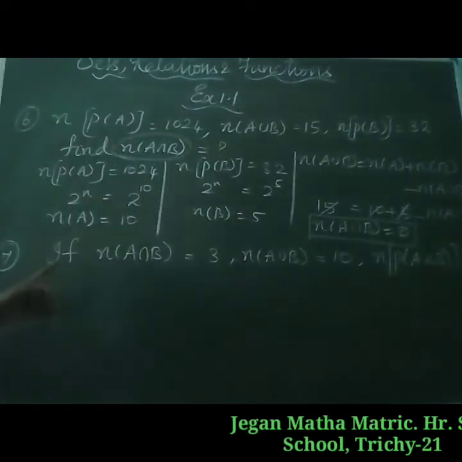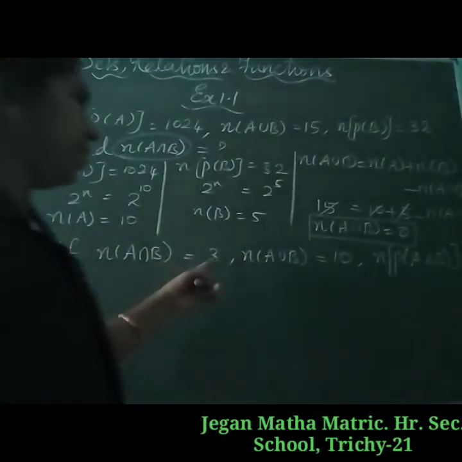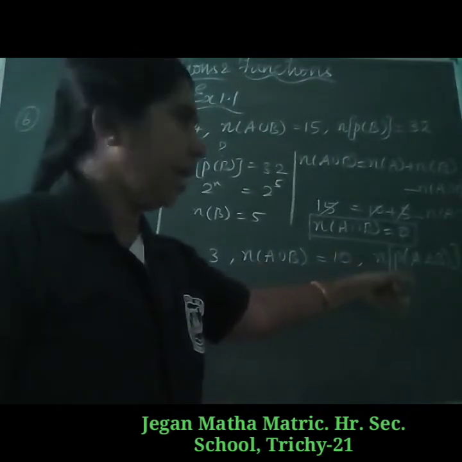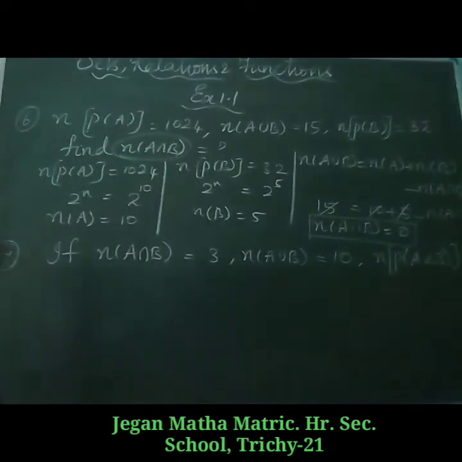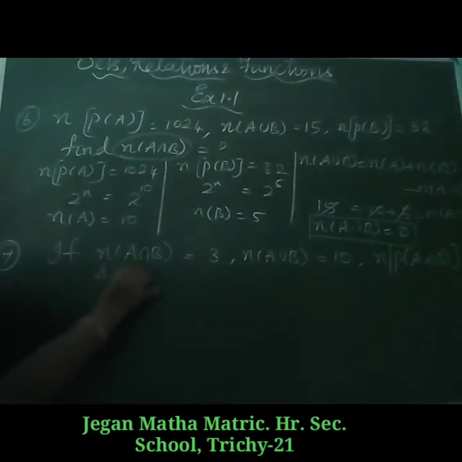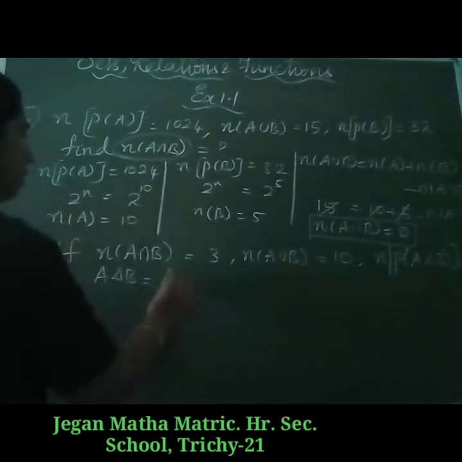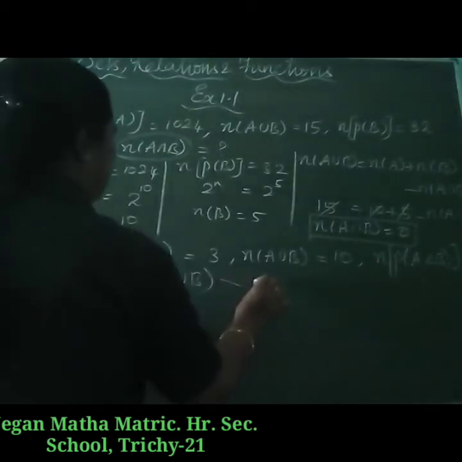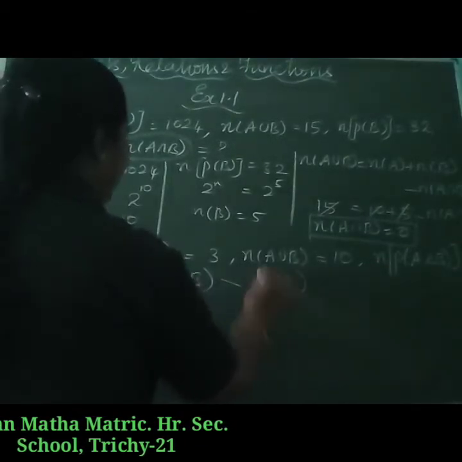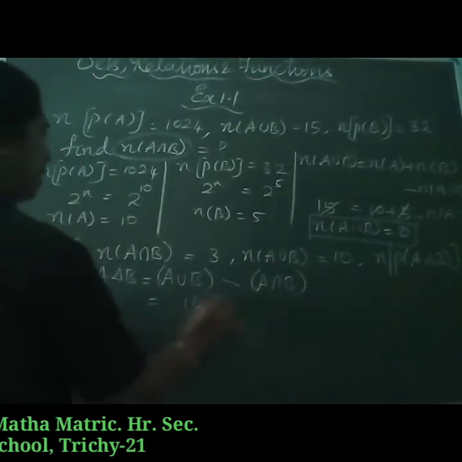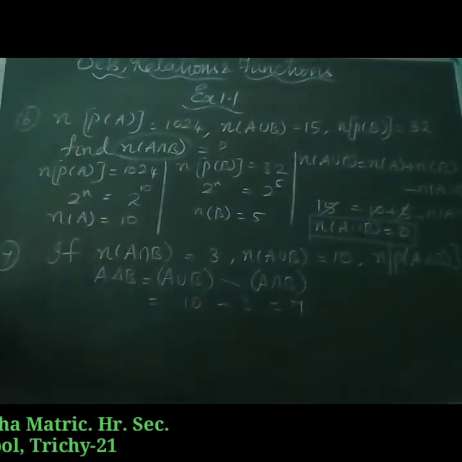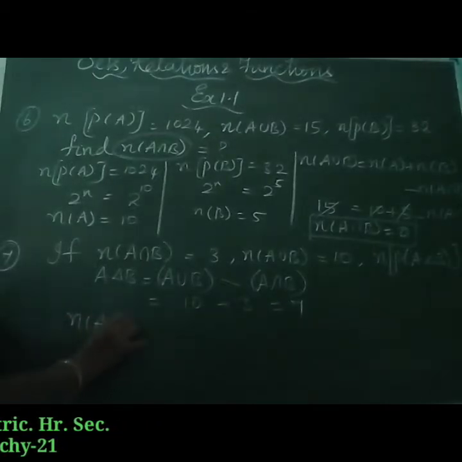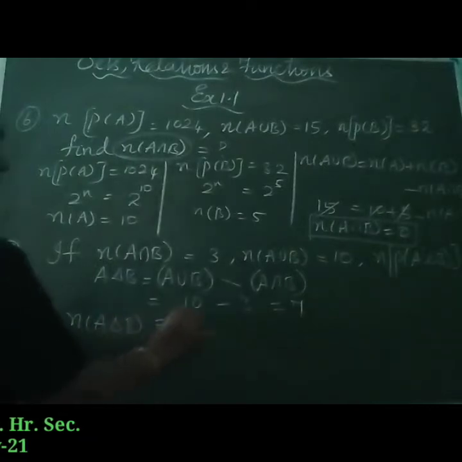Same way, next question. n(A intersection B) is given as 3 and n(A union B) is given as 10. Find n(P(A symmetric difference B)). We know the formula for A symmetric difference B is equal to A union B difference A intersection B. That is 10 minus 3 is equal to 7. So n(A delta B) or A symmetric difference B is equal to 7.